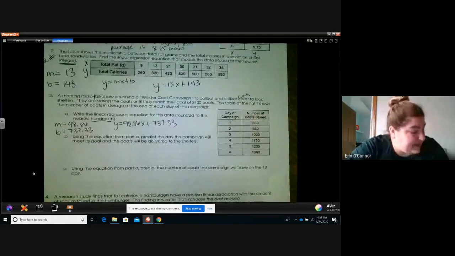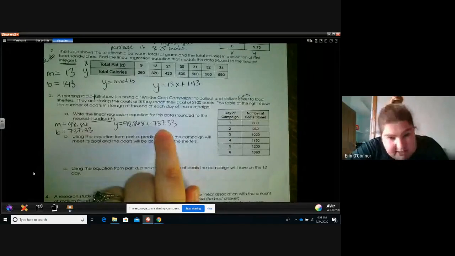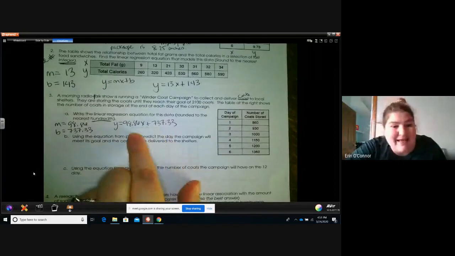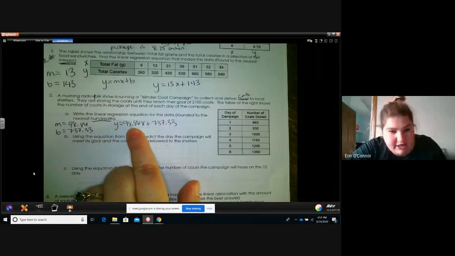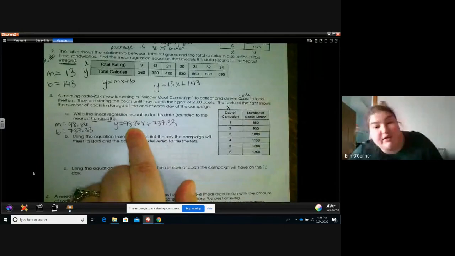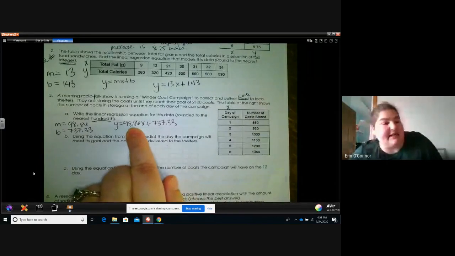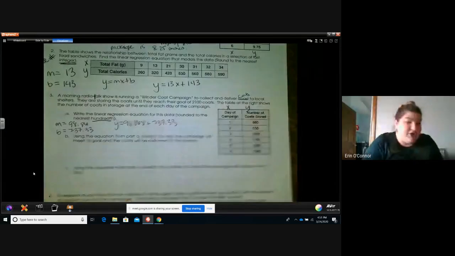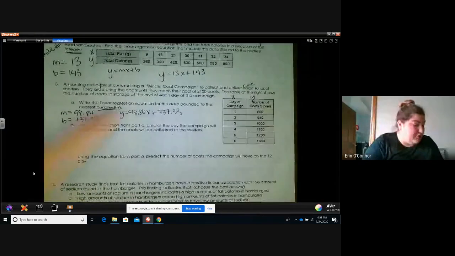So let's talk about what this means in context. On day 0, at the very beginning of the campaign, they already had about 737 coats stored. And each day of the campaign, as one day goes by, or the X increases by 1, the number of coats stored increases by about 99 coats. That's the Y.